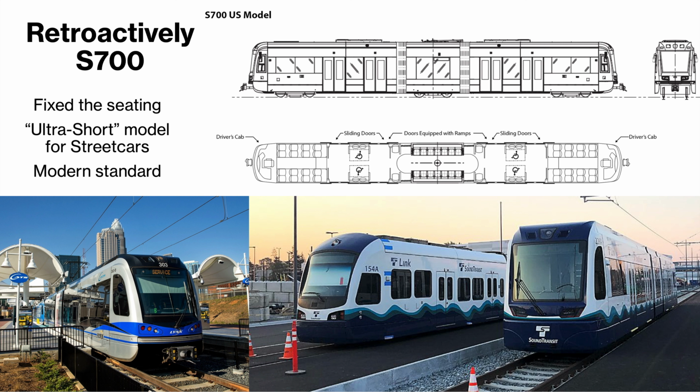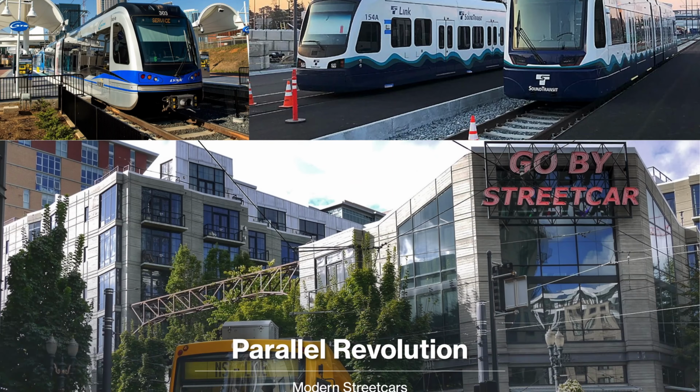And they also now offer a US or ultra short model, as you can see here in the diagram, which can operate as a standalone streetcar. And you can see the S700 here in Charlotte, and on the right here in Seattle, you can see the S700 next to the old Kinki Sharyos, showing their subtle differences.